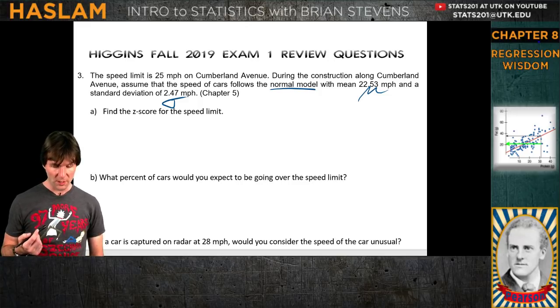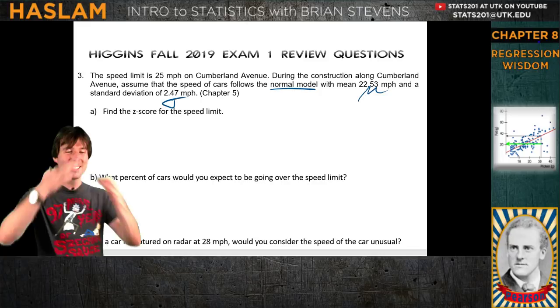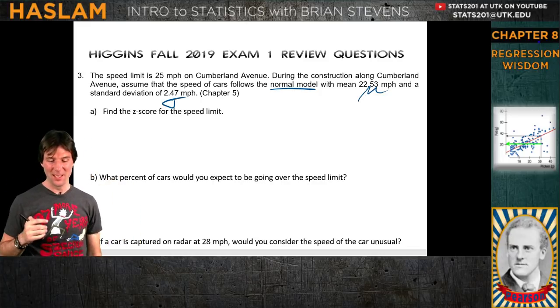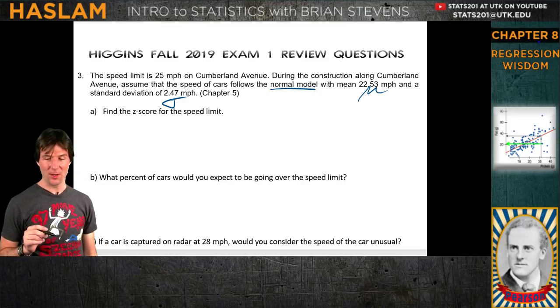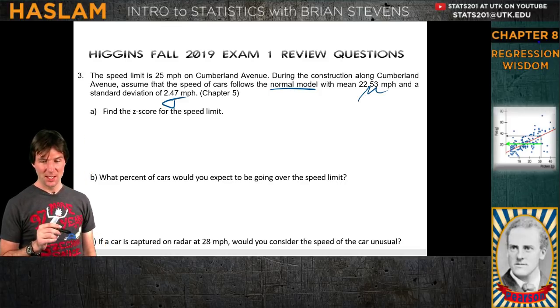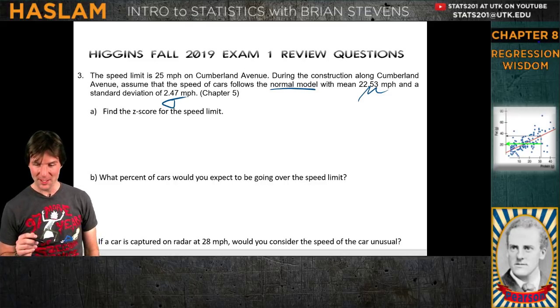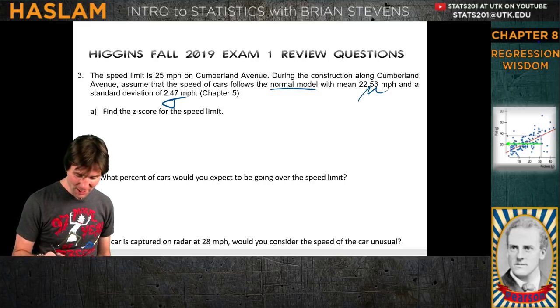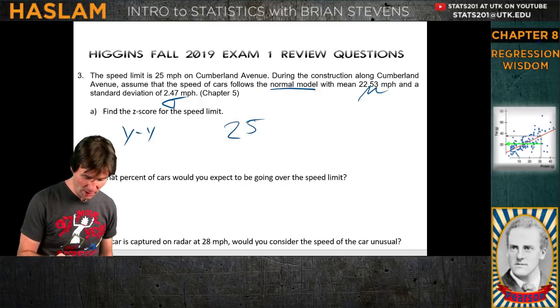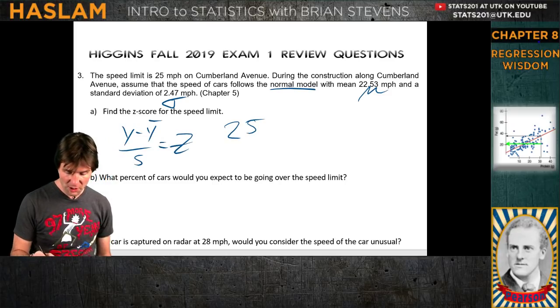Find the z-score for the speed limit. So that's saying, how unusual is the speed limit? The speed limit was 25 miles per hour. And think about this, it'd be unusual to go the speed limit. So let's take a look right here, and we're going to z-score it by doing the observation minus the mean, over s: y minus y bar over s equals z. So the speed limit is what we might observe someone going.